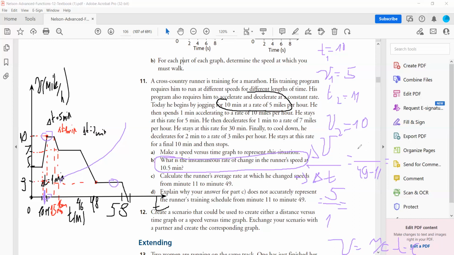So we subtract 10 from 3. He was running at a speed of 10 miles per hour, it's V1 in this case. And at the moment of time 49 minutes, he was running with a speed of 3 miles per hour, or V2. So we get -7 divided by 38, which tells us that he was mostly decelerating in this period of time.